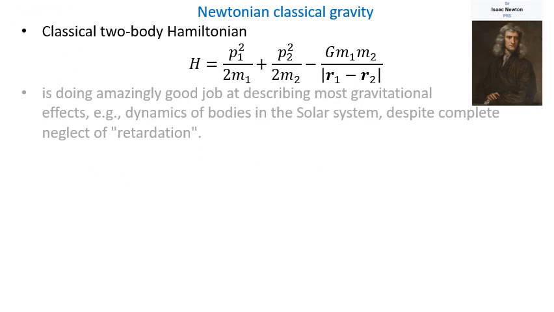We will prefer to formulate the Newtonian theory of gravity in the Hamiltonian language. Here, the Hamiltonian is the sum of kinetic energies of the two masses plus the gravitational potential energy. The two masses interact by an attractive potential that is proportional to the product of masses and inversely proportional to the distance.